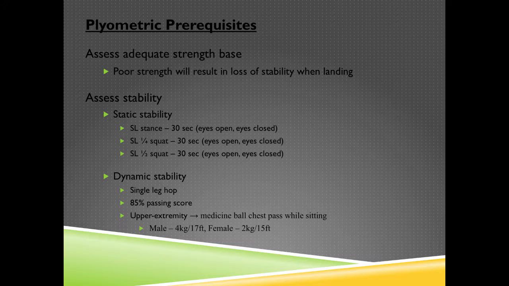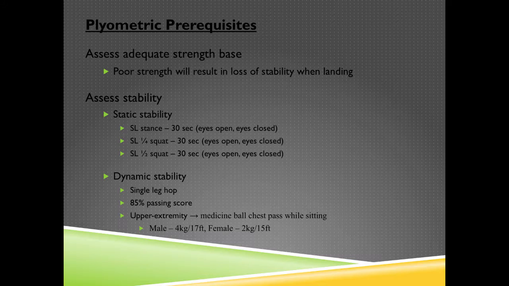So then if they're able to do the static stability test, then we can test them dynamically. So the single leg hop that we did in lab a few weeks ago, you can test side to side and then compare the 3 jumps and then divide them, and if they have an 85% or higher, then we know that they're pretty well able to perform the dynamic plyometric activities that we're asking them to do.